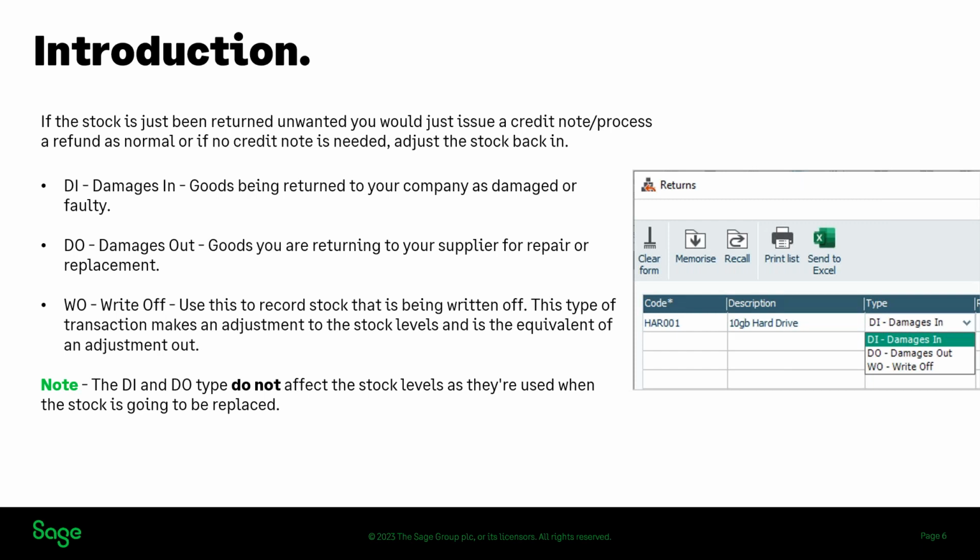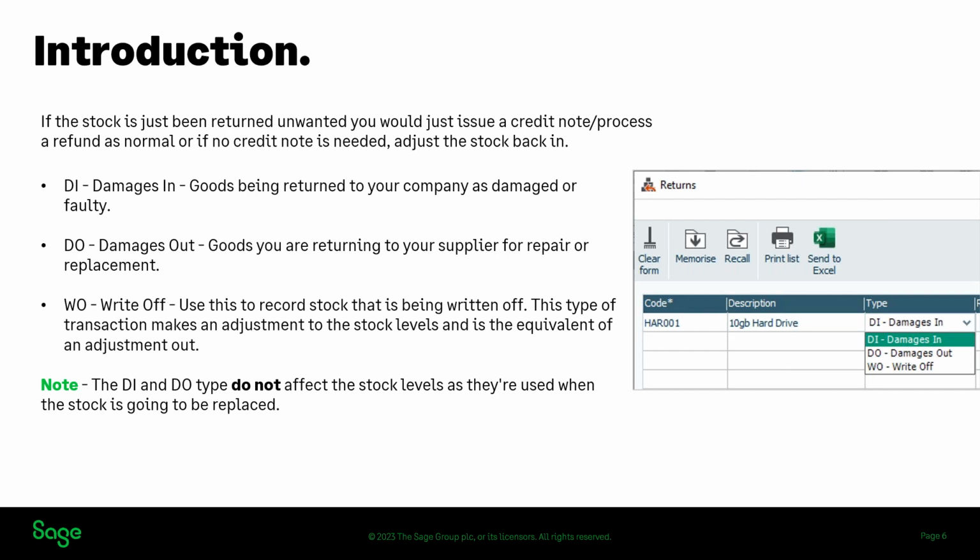You've got a DO, which is damages out. So that's goods you are returning to your supplier for repair or replacement. And then a WO is a write-off, and this is used to record stock that has been written off. This type of transaction makes an adjustment to the stock levels and is equivalent of an adjustment out. So you might use this option writing off if something has become damaged, maybe it's in your warehouse or something like that, and you need to write that off.